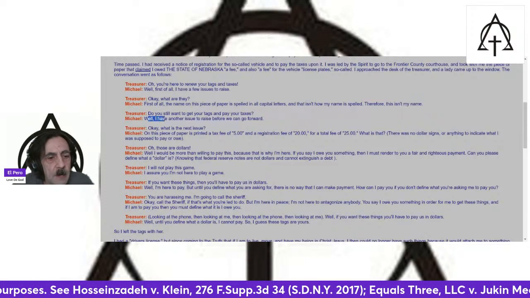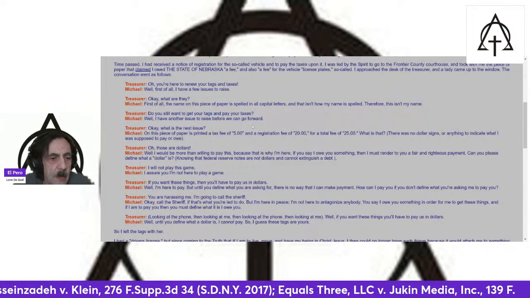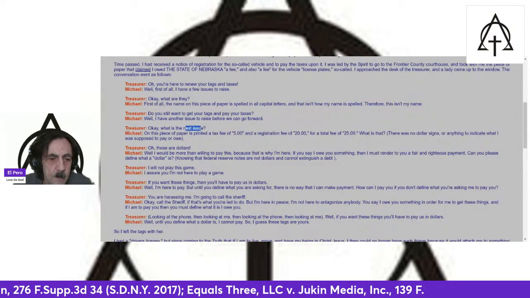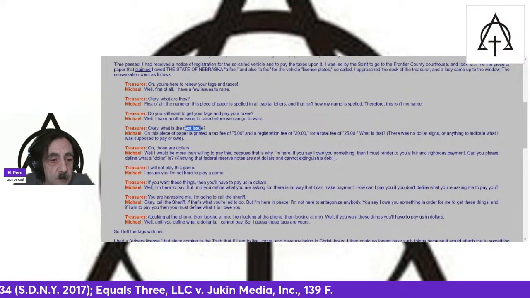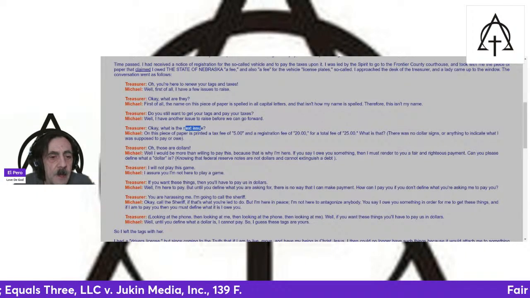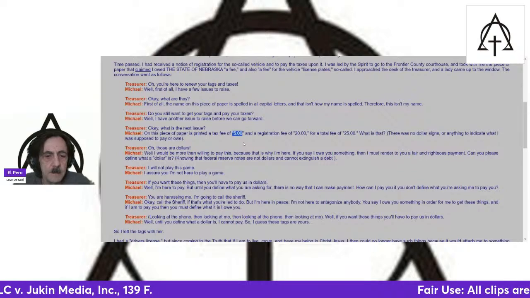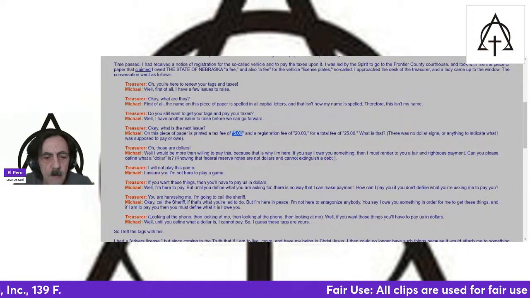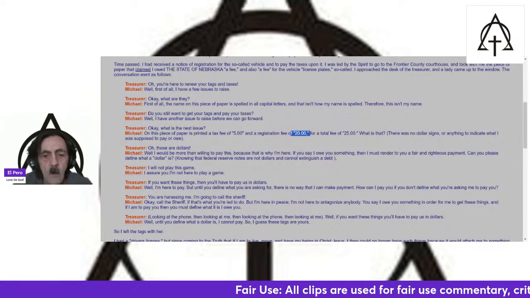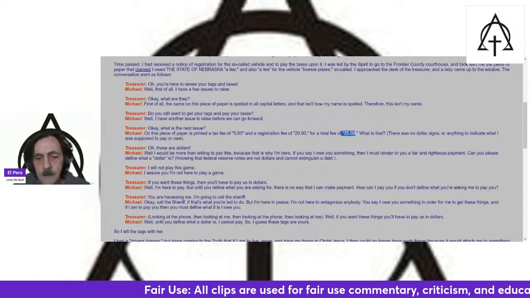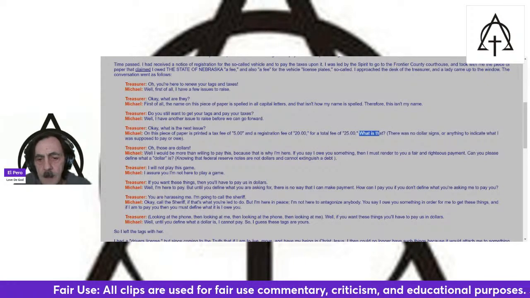Well, I have another issue to raise before we go forward. Okay, what is the next issue? On this piece of paper is printed a tax fee of $5 and a registration fee of $20 for a total fee of $25. What is that?